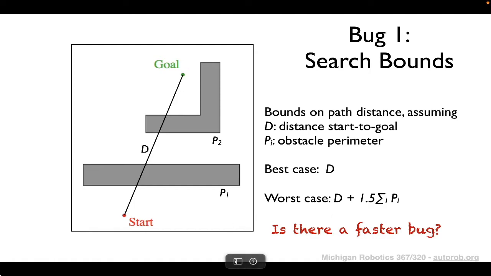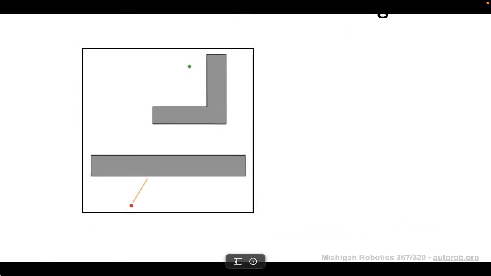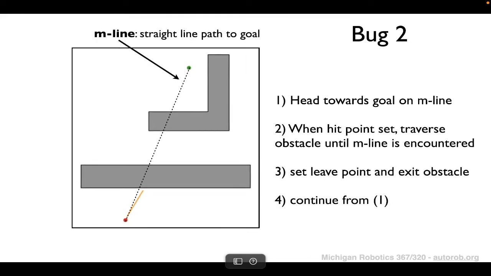Based on this, one thing that we could ask now that we've looked at bug algorithm 0 and bug algorithm 1 is whether or not we could come up with a faster bug algorithm, faster in terms of the worst case distance that we're calculating. And so this then leads to bug algorithm 2.